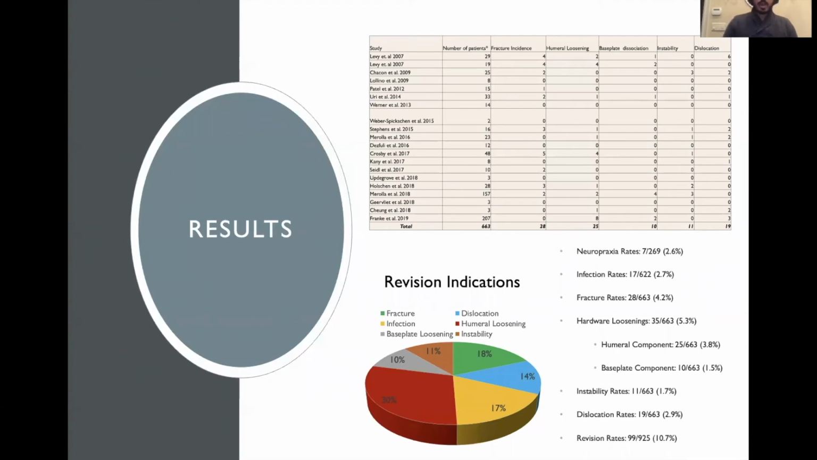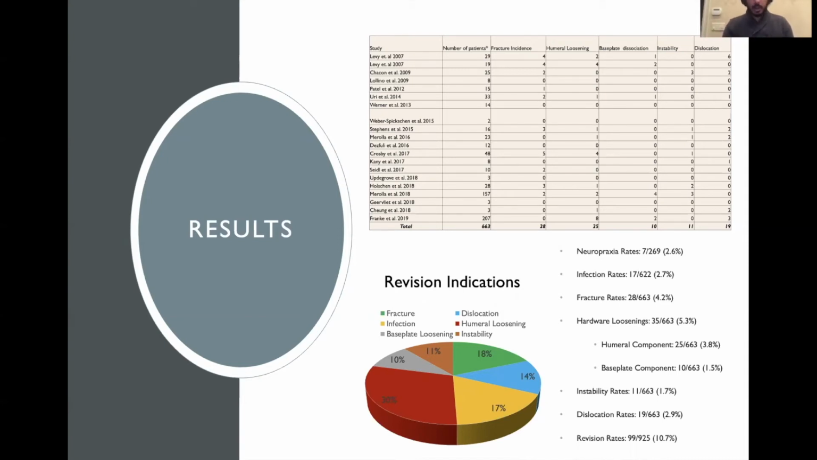And what we found was that hardware loosenings was by far the most common complication at 5.3%. And of the two components, the humeral component was the most common at 3.8%. After hardware loosenings, fracture rates were the most common at 4.2%. And then for our second objective, we found that the revision rate was 10.7%.